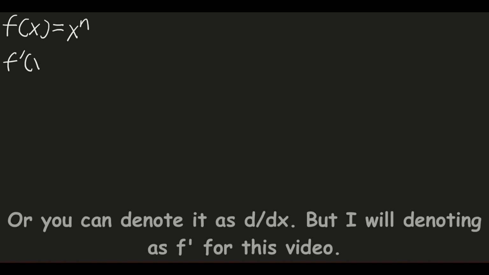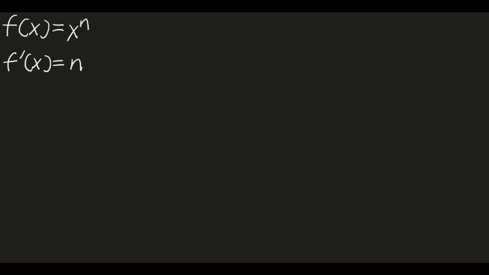The derivative of x to the n with respect to x can be denoted as f prime of x equals n times x to the n minus 1. Remembering the power rule is very crucial in order to succeed in calculus. So, without any further ado, let's move on to some practice problems.